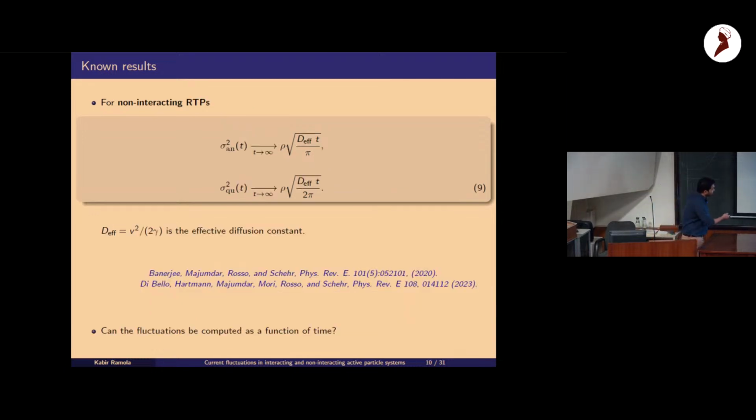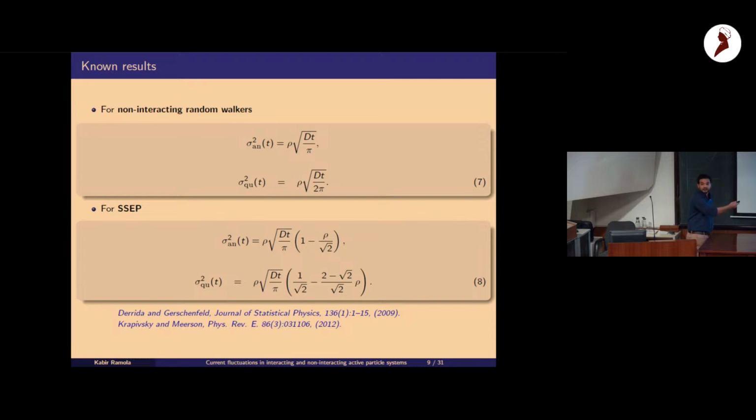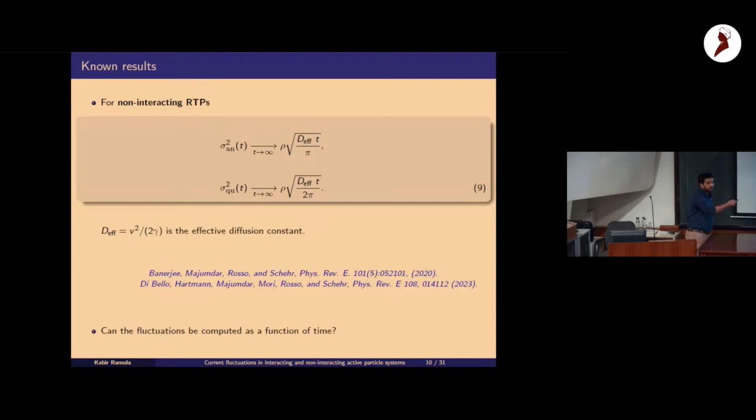And then there is very interesting work by Alberto, Satya, and Gregory on non-interacting RTPs, the model that I'm actually considering. There they were able to show that at large times, you get exactly the sort of diffusive behavior that you see for non-interacting random walkers, but with the prefactor now given by some effective diffusion constant. So RTPs are known to be effectively diffusive at large times, and so the current fluctuations are also effectively diffusive at large times, and they were able to show this analytically.